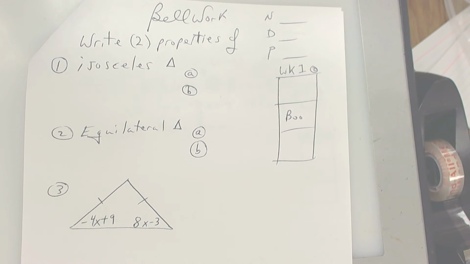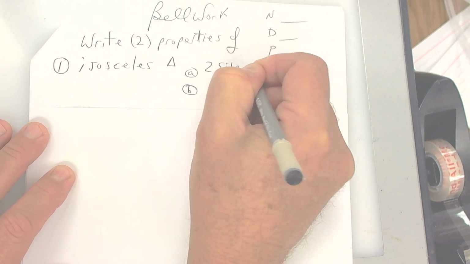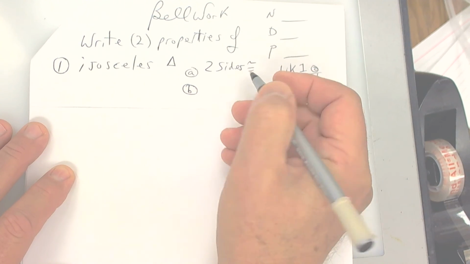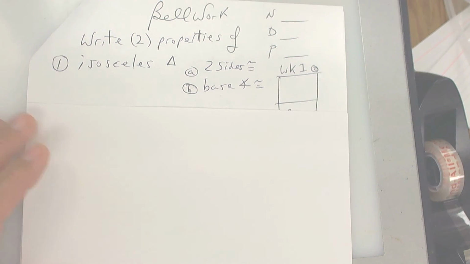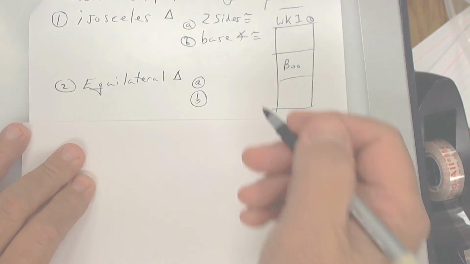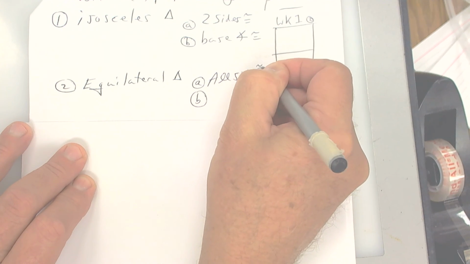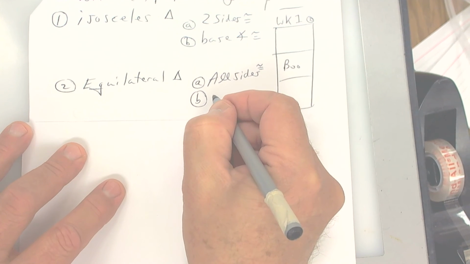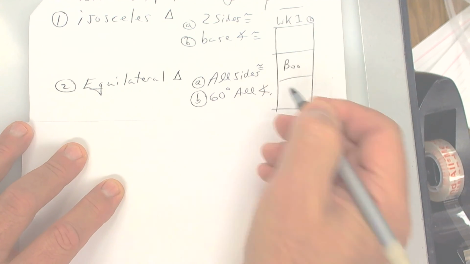Well, let's look here at geometry. Name 2 properties of an isosceles triangle. Well, an isosceles triangle has 2 sides equal and base angles congruent. Okay? Equilateral triangle, all sides equal, congruent, and all angles are 60. 60 degree all angles. Okay?